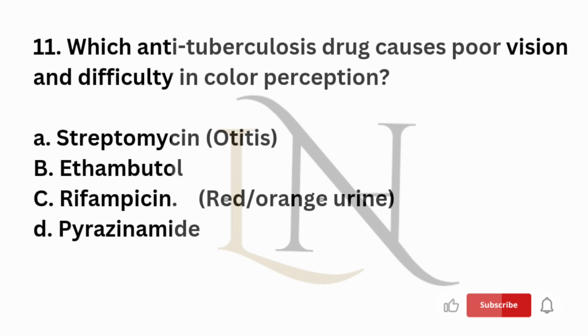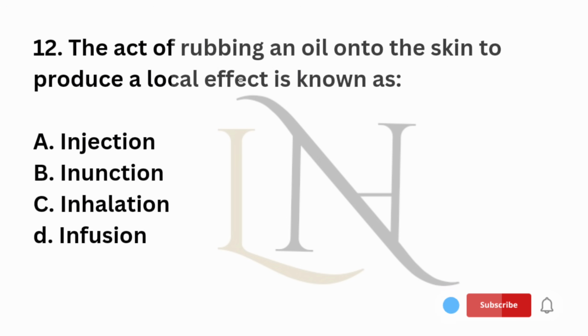Next question. Which anti-tuberculosis drug causes poor vision and difficulty in color perception? Option A, streptomycin. Option B, ethambutol. Option C, rifampicin. Option D, pyrazinamide. Correct answer. Option B, ethambutol. Side effects of ethambutol are peripheral neuropathy, hepatotoxicity.